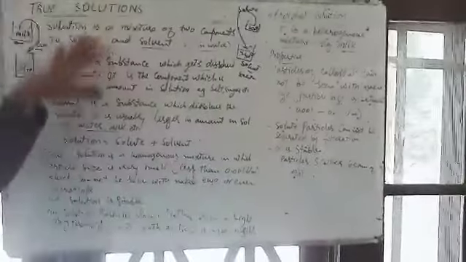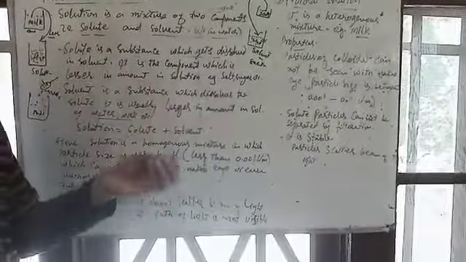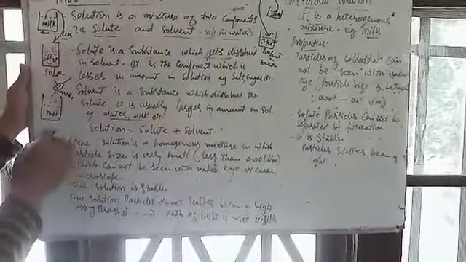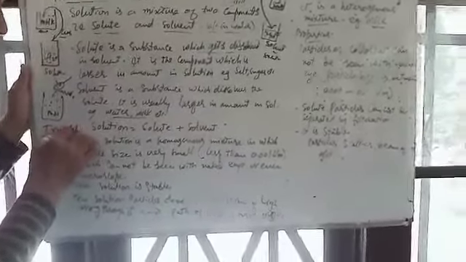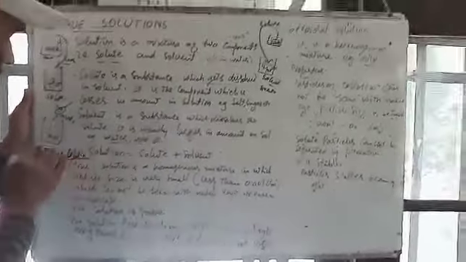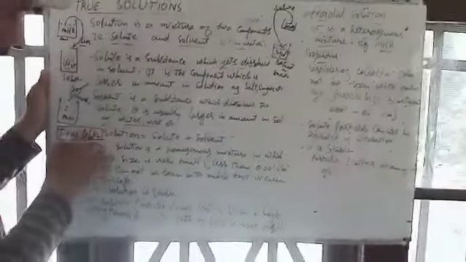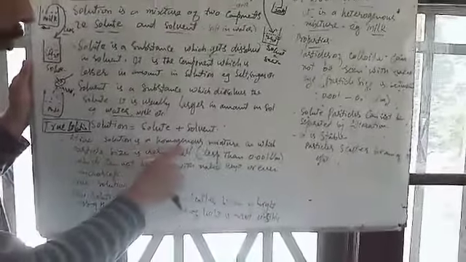Now, the solution has different types depending upon the properties of its particles. Number one is true solution. What is a true solution? Actually, the true solution has these characters. Number one, a true solution is a homogeneous mixture. It is the first criterion.